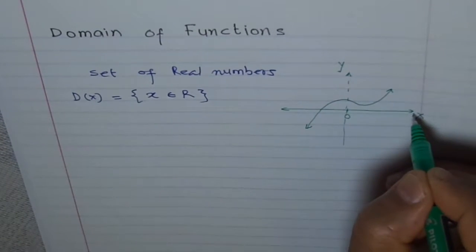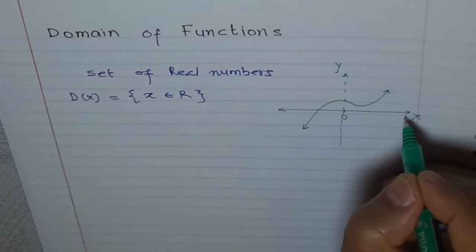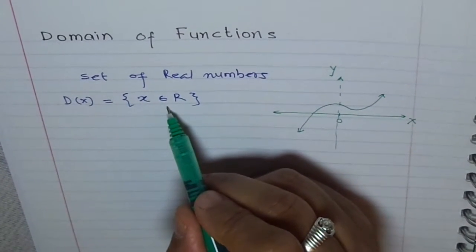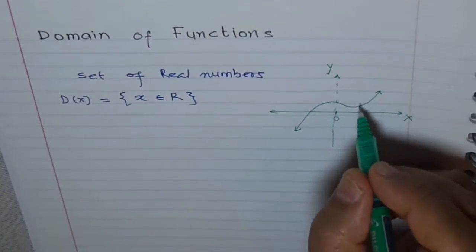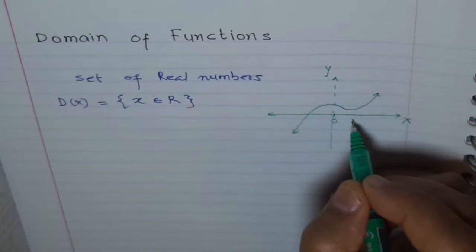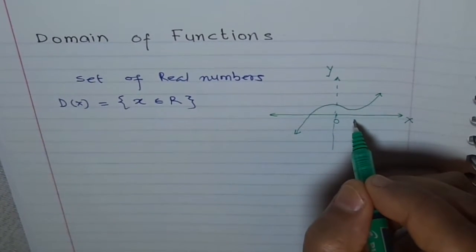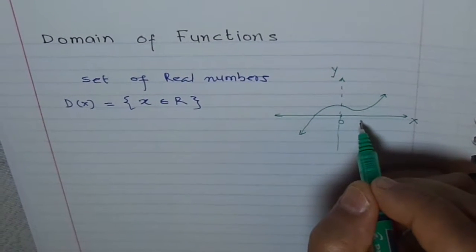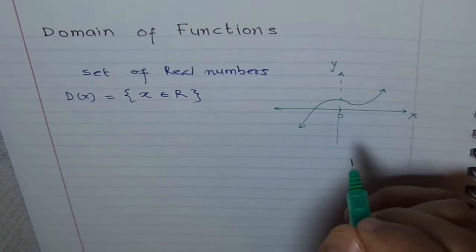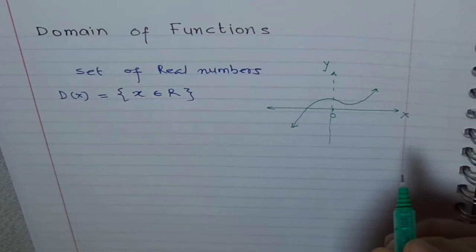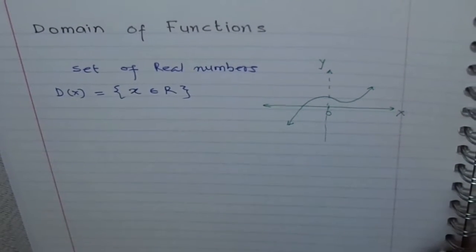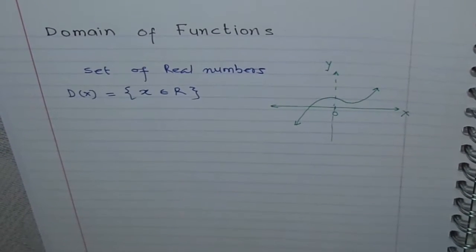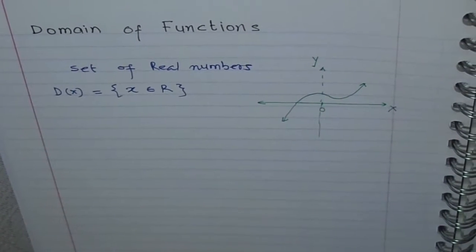Now, if it is continuous all along the x-axis, then we say that the domain is the set of real numbers. But if it is discontinuous somewhere, then we say that there are restrictions to our domain, and the domain cannot be those values where it is discontinuous. Okay, so let's move forward and take some examples. To start with, let me take examples of functions where the domain is continuous.